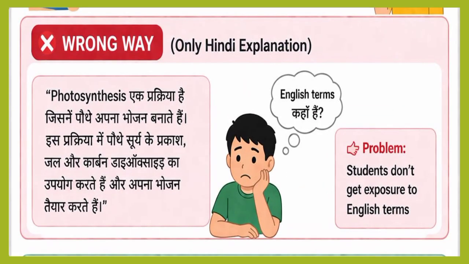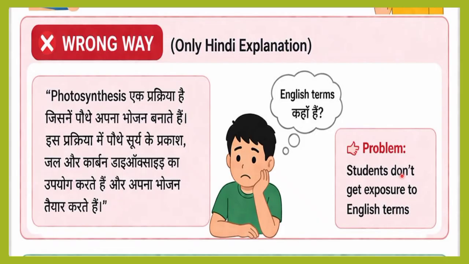Let me share with you an example. This is the wrong way. The entire meaning or the definition of photosynthesis is explained by the teacher in Hindi. Only Hindi explanation is given. Like photosynthesis एक प्रक्रिया है जिसमें पौधे अपना भोजन बनाते हैं. Like this, the entire explanation is done in Hindi. English terms are not used. And the child asks, English terms kahan hai?